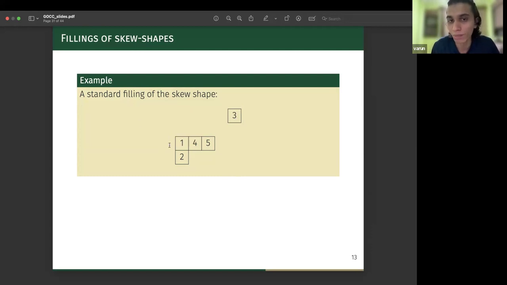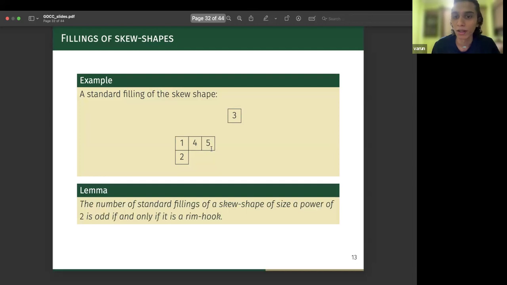This row is also increasing. We have 1, 4, 5. This row is also increasing. This column is increasing. We have 1, 2, and these two columns are also increasing. So this is a standard filling of the skew shape. What is true is that the number of standard fillings of a skew shape whose size is a power of 2 is odd if and only if it is a rim hook. So now, why is that true?